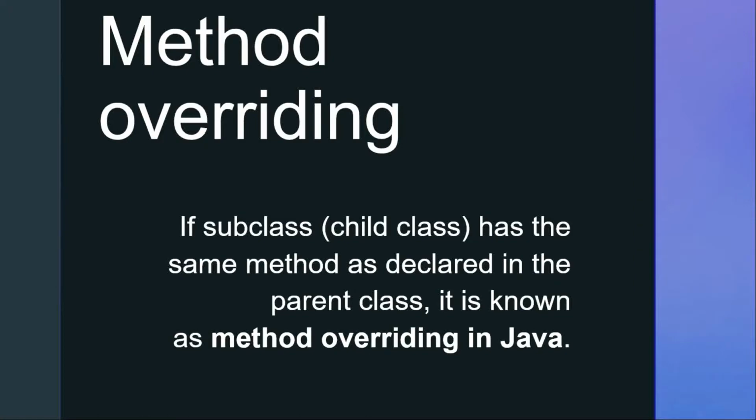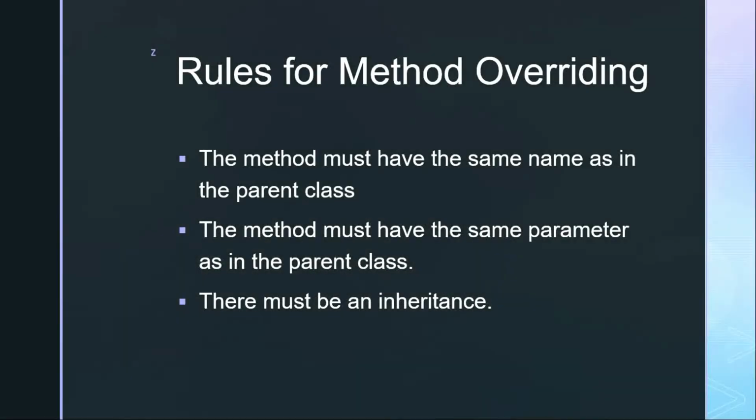So method overriding is nothing but the subclass having the same method as in the superclass. When the superclass and the subclass both have the same method name, it is called method overriding. There are some prerequisites you need to know. The parent class and the child class should have the same method name and the same parameters, and they have to be in inheritance, of course. If they are parent and child classes, then they are in inheritance. These are pretty much the things you need to know about method overriding.